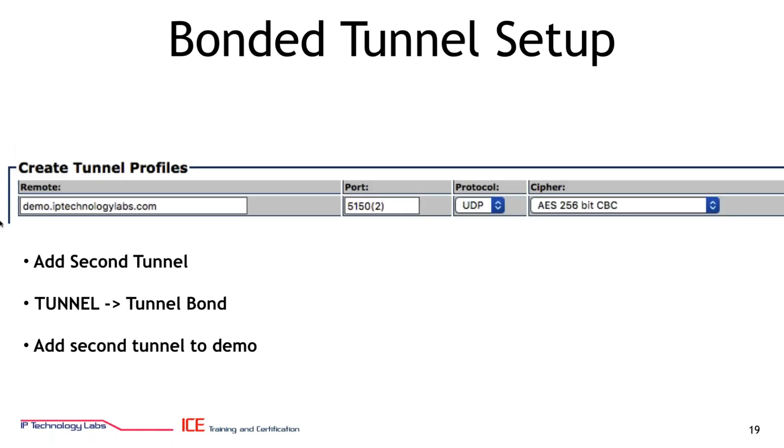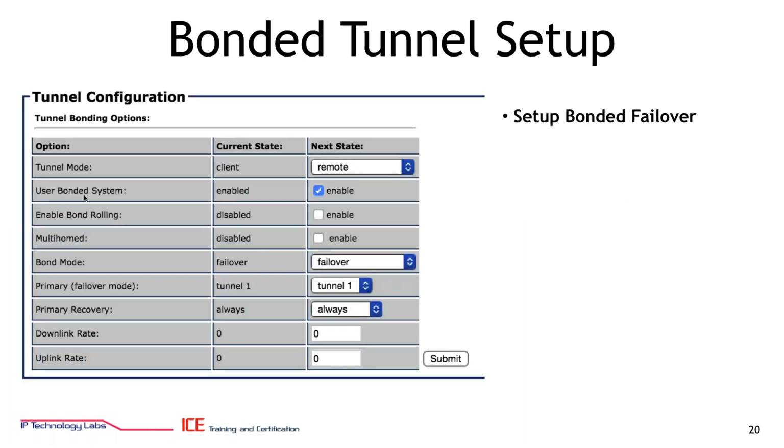Then we define our second tunnel. We're going to send it to this server, port 5150. These packets are all getting marked with a packet marking 2. Then on the same page, we are enabling the bonding system. We're setting them up for failover.